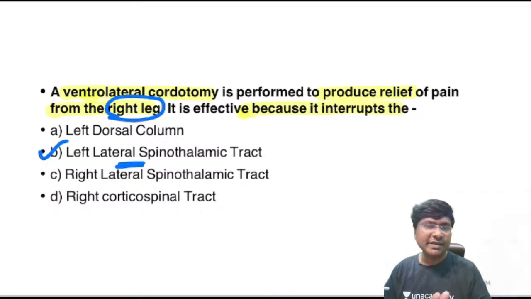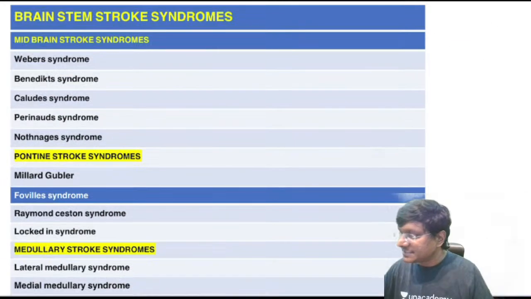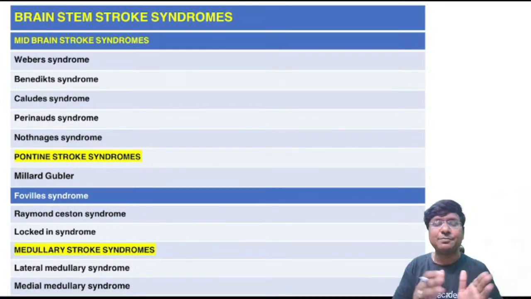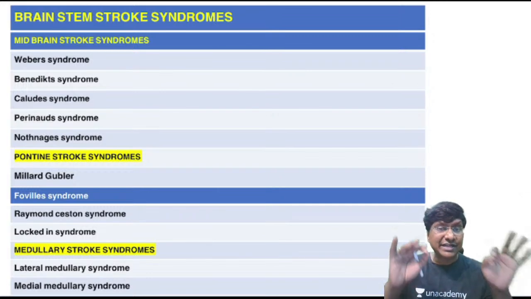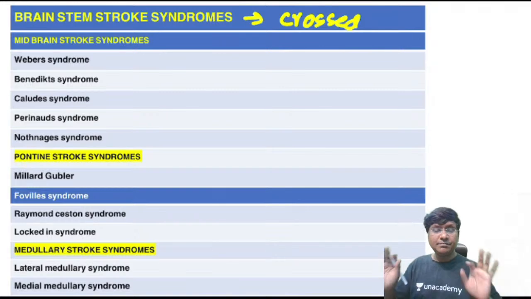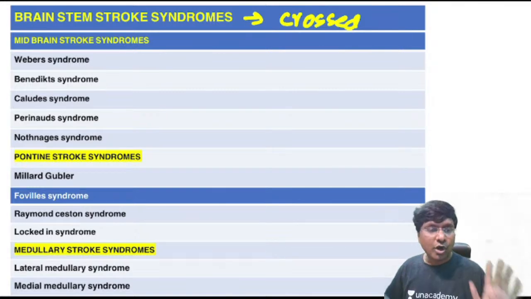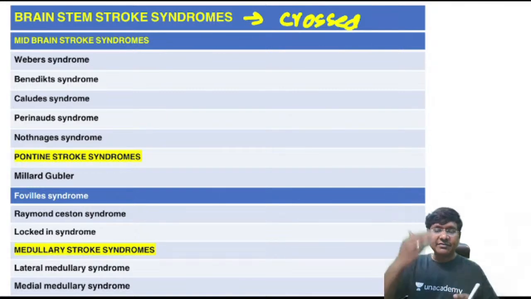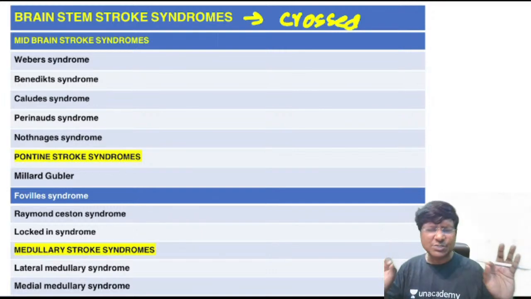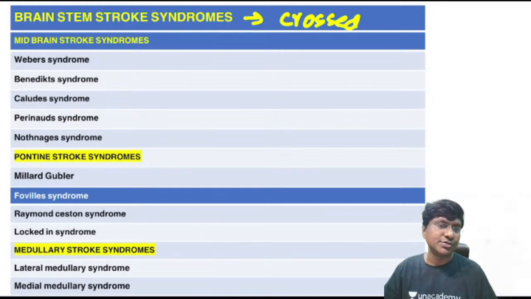Now the very important part of the discussion is the brainstem stroke syndromes. See, you don't go into a deeper depth of brainstem stroke syndromes; I just tell you in a very simple manner. First and foremost, these brainstem stroke syndromes will have crossed presentations. What do you mean by crossed presentation? There will be ipsilateral cranial nerve involvement and contralateral corticospinal tract involvement. That is what your brainstem stroke syndromes are.